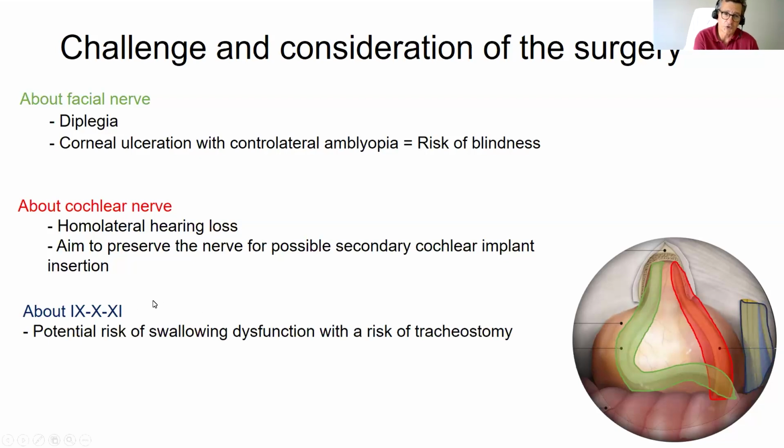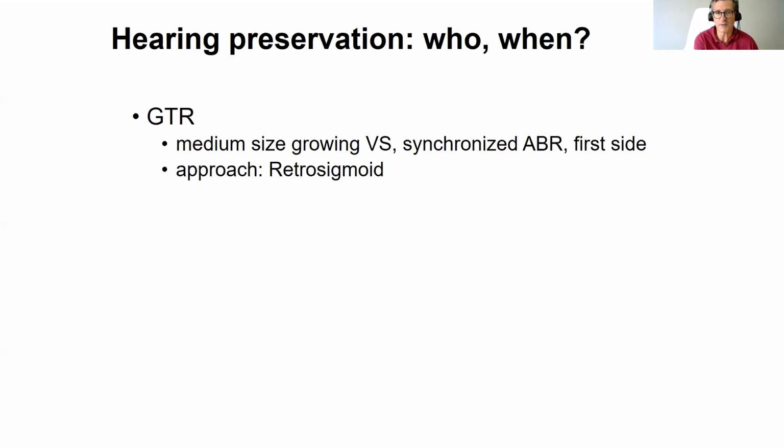And then for sure, there is the risk with the lower cranial nerves, the 9 and the 10 nerve, because the risk if you damage these nerves is to have a tracheostomy. Now it's very rare to have such a devastating deficit, but we have to keep it in mind. So hearing preservation, there are different options.